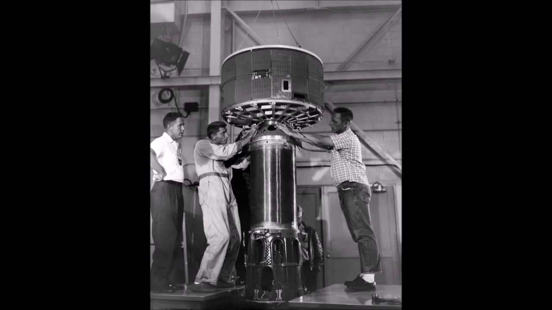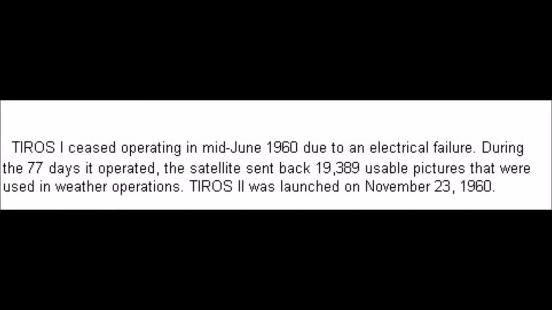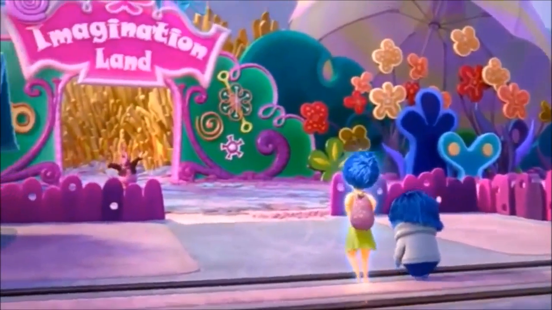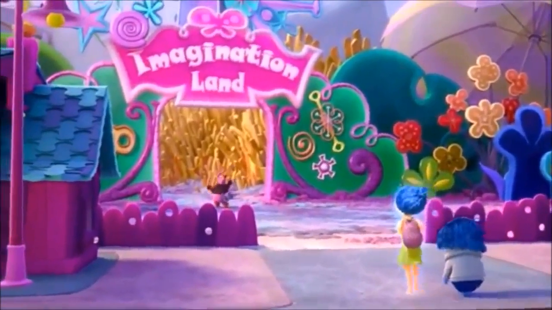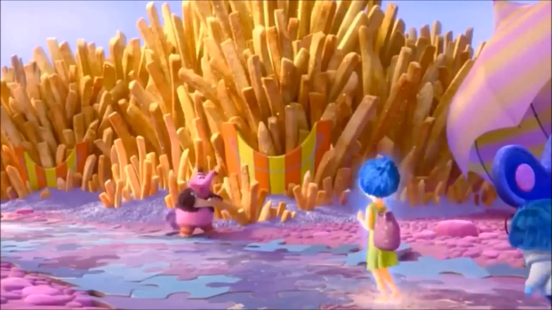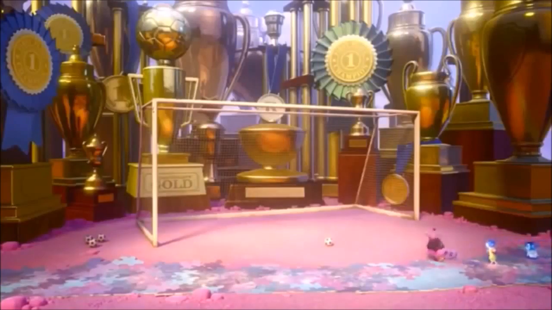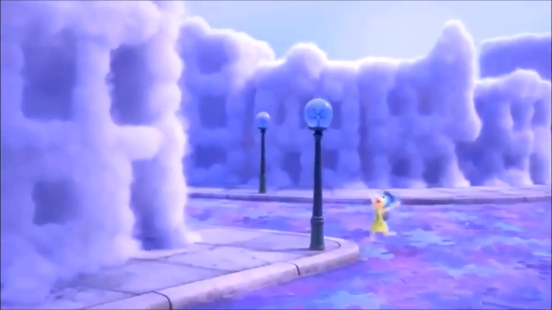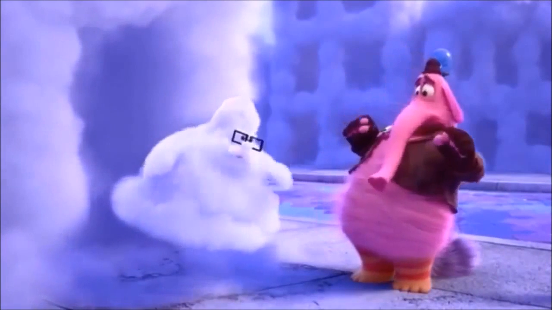It's just ridiculous. During the 77 days it operated, the satellite sent back 19,389 usable pictures that were used in weather operations. It transmitted remotely 400 miles through the vacuum of space and through the entire atmosphere. I mean, I can't even get my Wi-Fi to work when I go outside of my house, and these guys are transmitting data from tape cassettes to and from the Earth. 400 miles difference in low Earth orbit, and it's orbiting. This was not a geostationary satellite. This thing was actually orbiting.